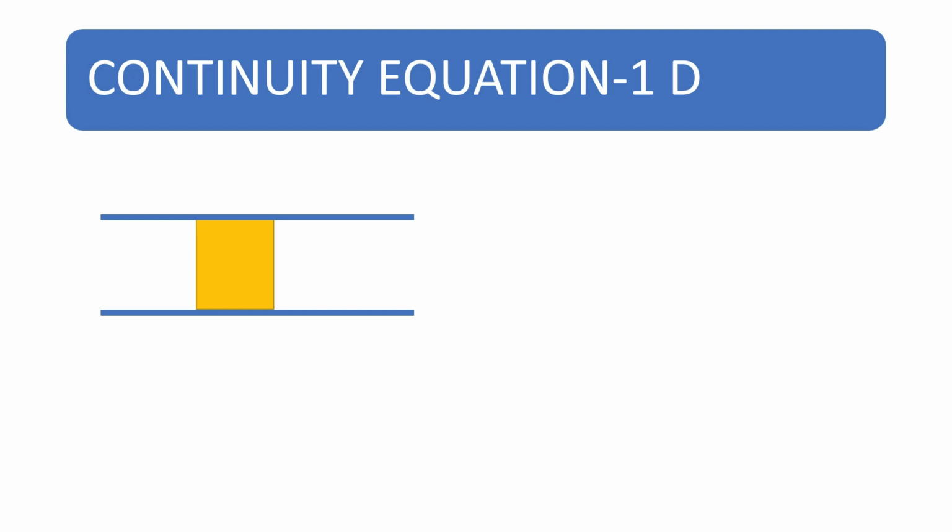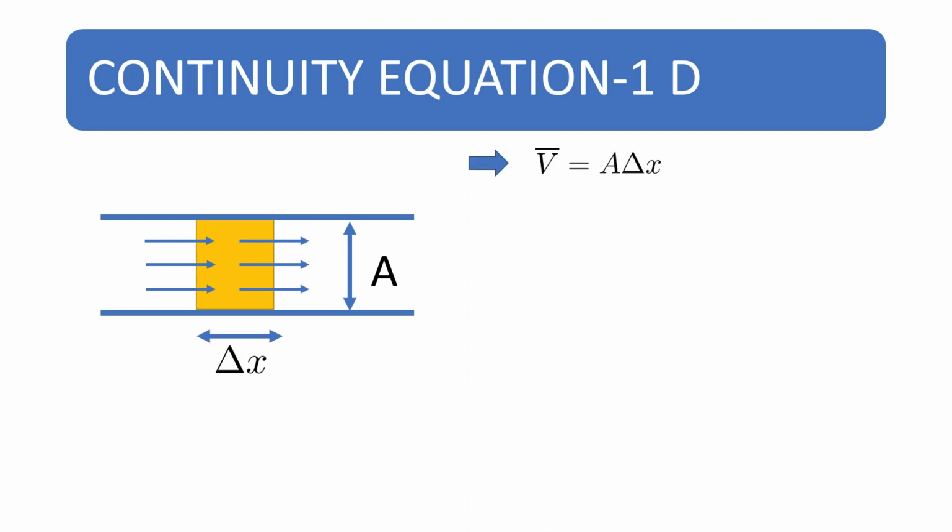and we are considering a small area here with a dimension of delta x, and its cross-sectional area is capital A. Here you can see the flow across this small area. So what is the volume of liquid flowing across this area? That is equal to capital area into delta x. That is cross-sectional area into delta x. That means across this control volume.